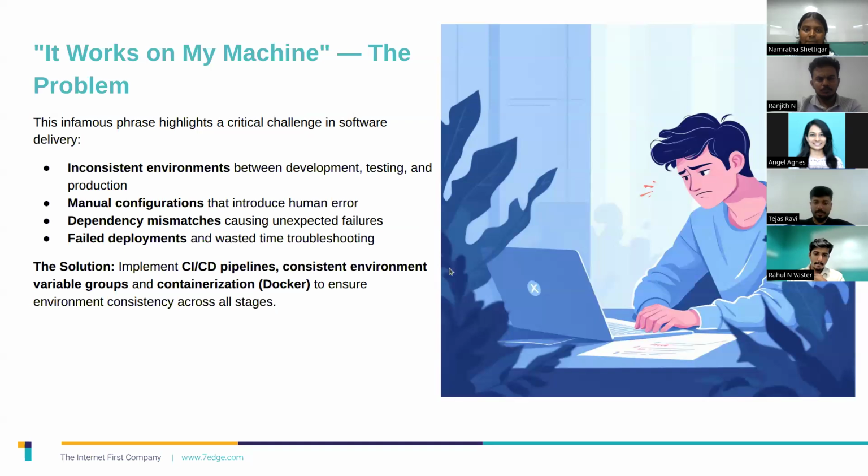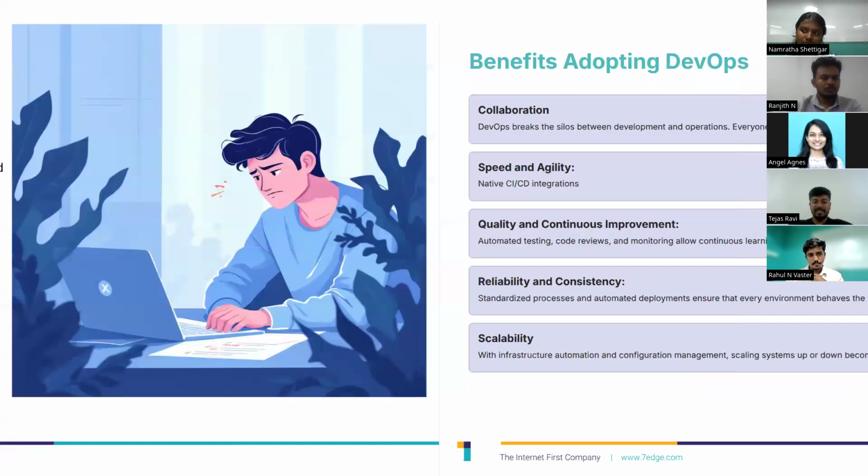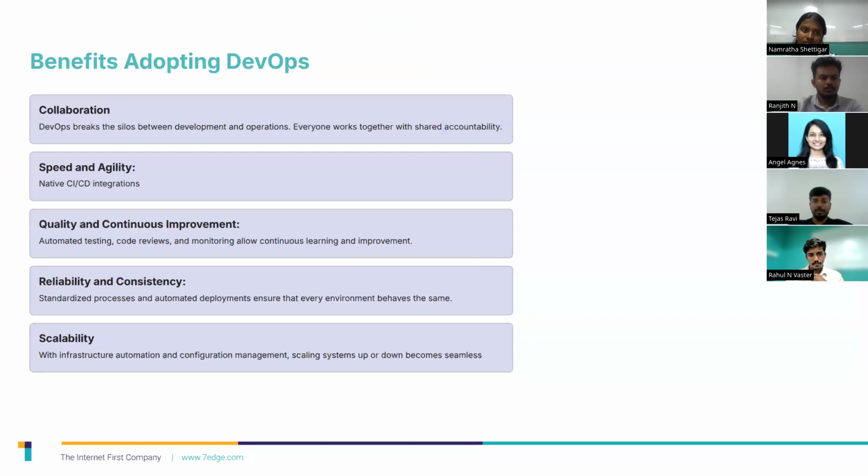That was a good response for the question, Rahul. So, DevOps really eliminates the uncertainty that comes from manual configuration and mismatched environments. So, now moving forward, Rahul, could you please highlight the key benefits organizations actually see when they adopt DevOps?